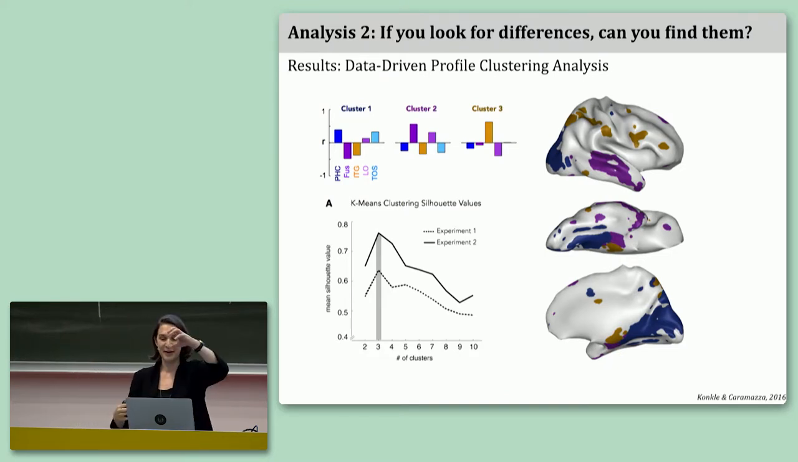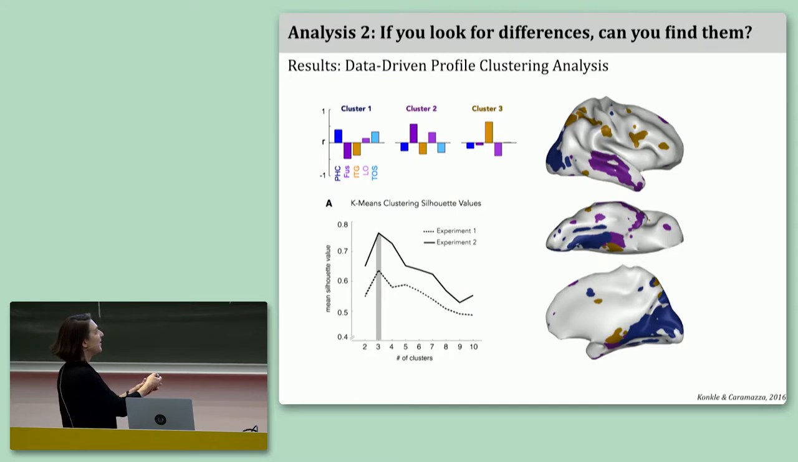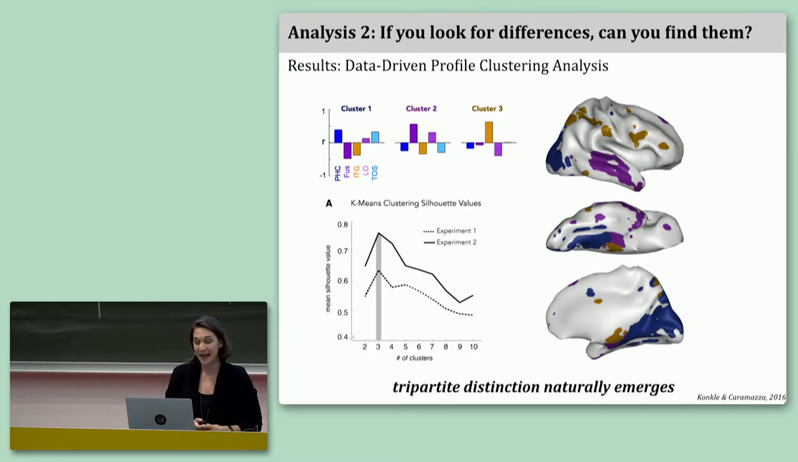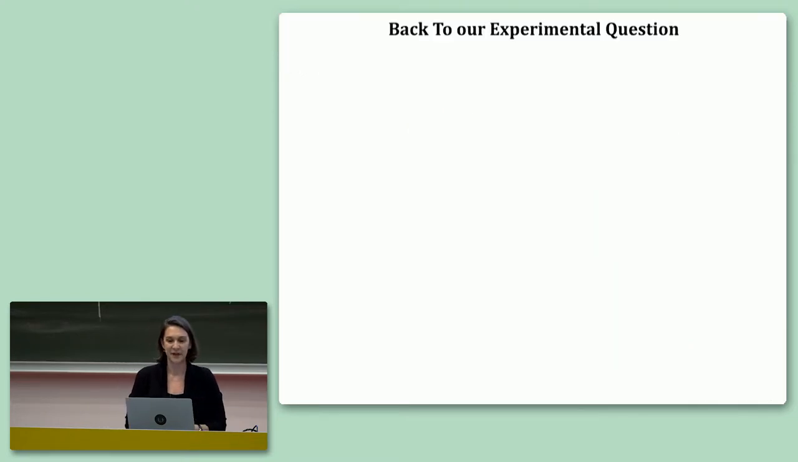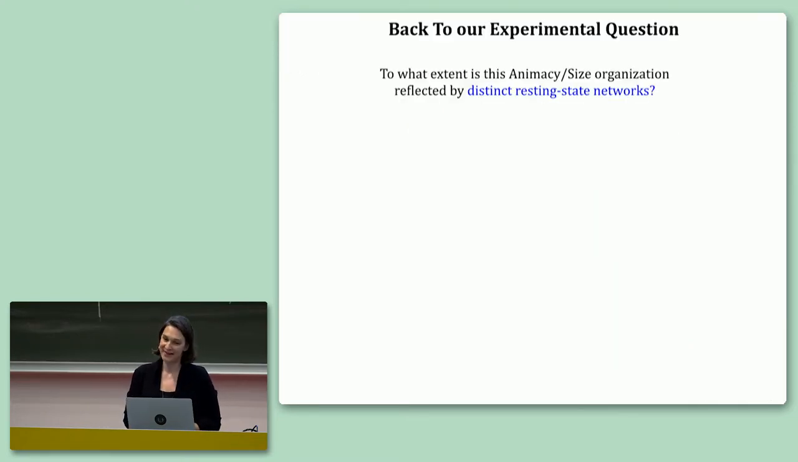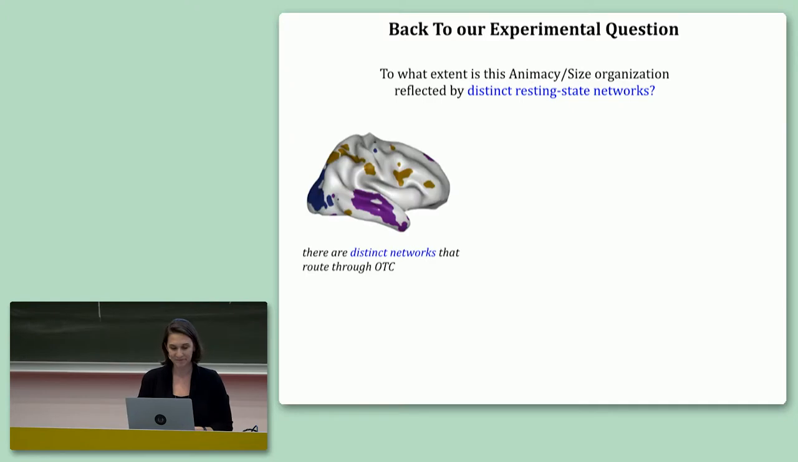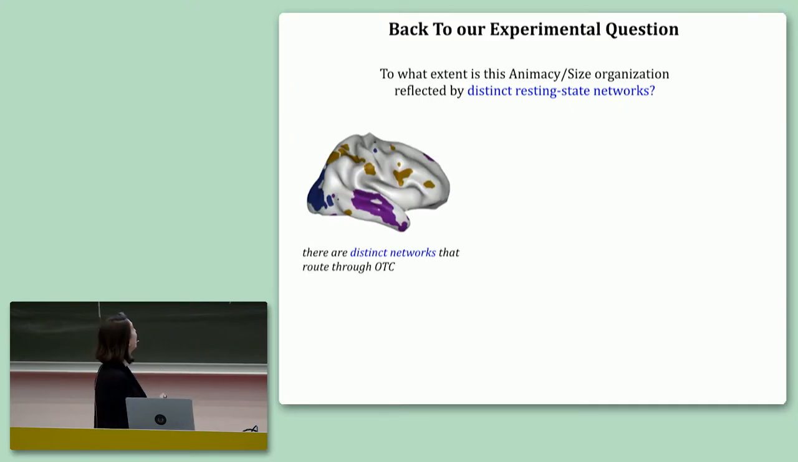So in a way, we've got this huge factorization where the whole medial surface is related more to big object scene regions, the whole lateral temporal with animate regions, and the whole dorsal stream with small objects. And we didn't build that in. That was a data-driven result that showed even in the network connectivity, in terms of the profiles, this tripartite distinction naturally emerges. So back to our experimental question, to what extent is this animacy size organization reflected by distinct resting state networks? There are distinct networks that route through occipitotemporal cortex.